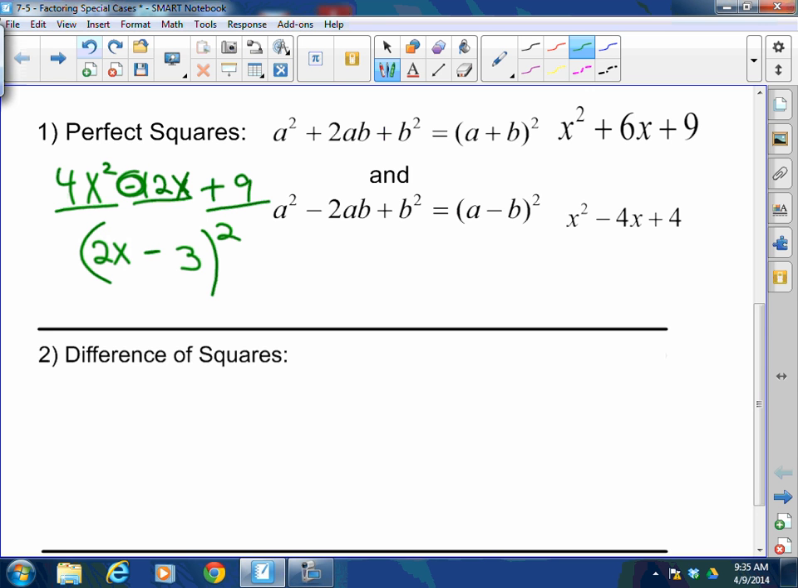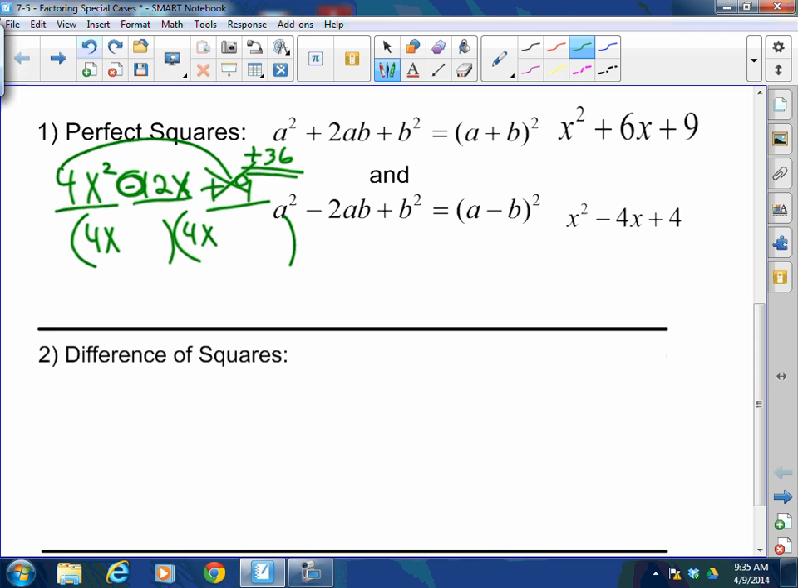Does that make sense, guys? Mr. Moore, I don't like that method. Okay. Then you have to go the long way. This would be 4x, 4x. Good man. Multiply to 36. What times what is 36 when added together is negative 12?